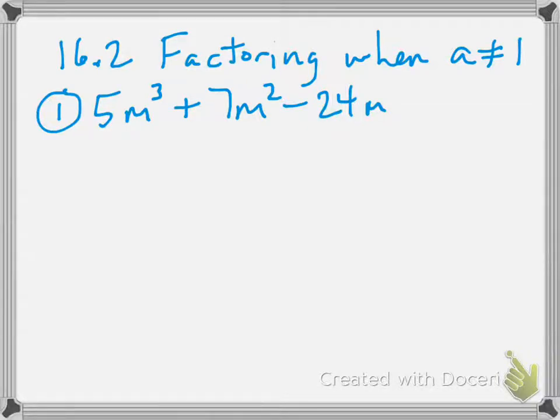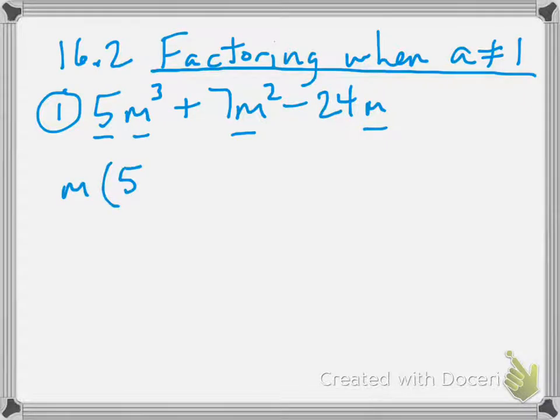Okay, this is 16.2, which is factoring when A is not 1. So in the previous section, we dealt with problems when A was 1, or if A wasn't 1, we were able to factor out a number so that A was 1. Well, in this case, we're not going to be able to do that, okay? So if you look at A in number 1 here, this is the first problem on the worksheet. The number is 5. We cannot factor a 5 out. However, if you notice, each term has an M, so we can factor out an M in this situation.